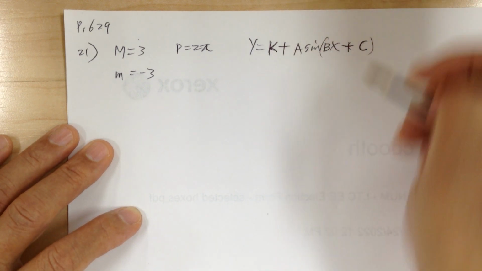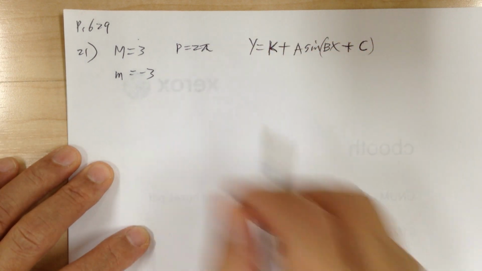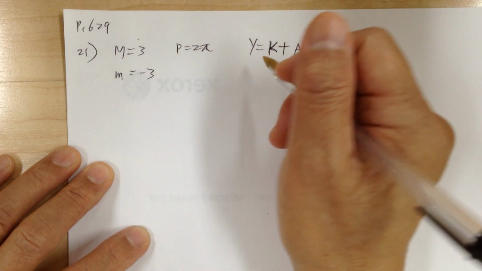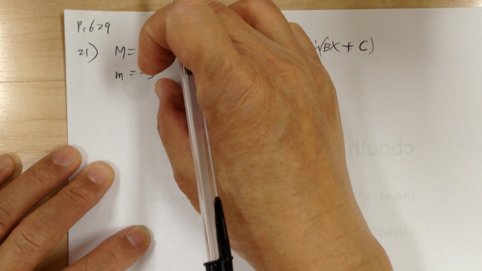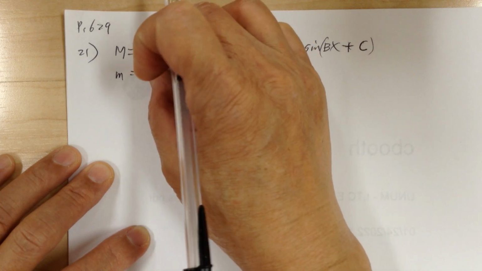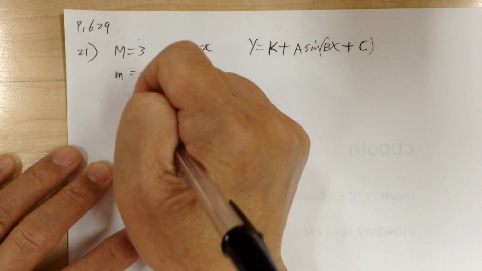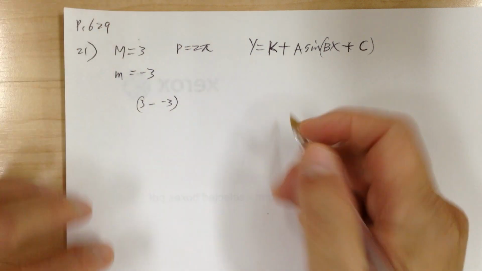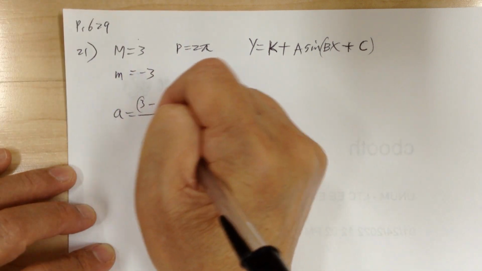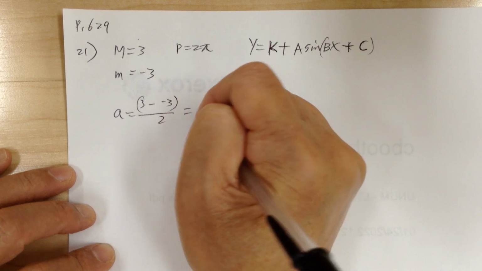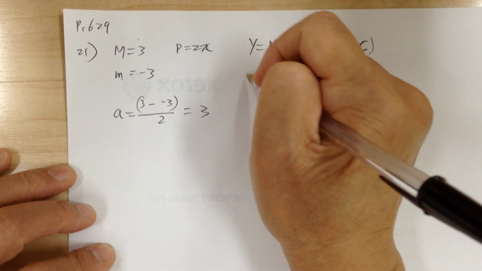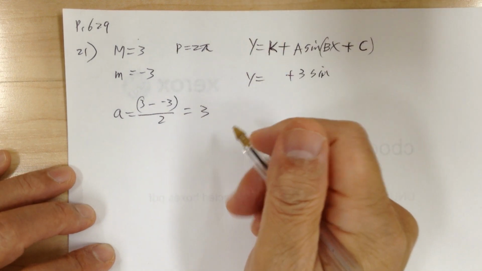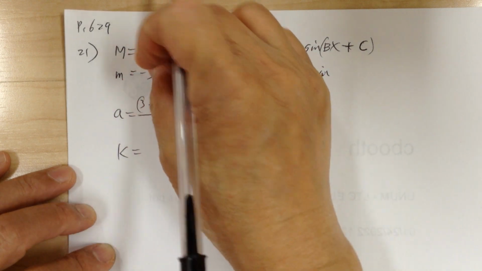So actually, this is more like this. Again, it tells you how to do this. So for the a, if you find the difference between them, 3 minus negative 3, this will give you how much it varies, and divide by 2, this will give you the amplitude. So a equal to the difference over 2, and this will equal 3. So it'd be 3 sine.